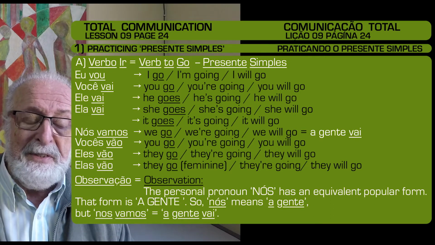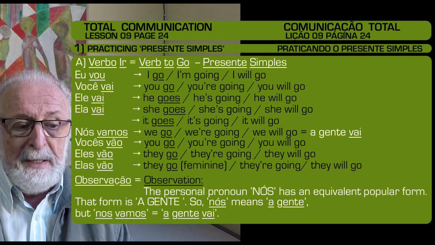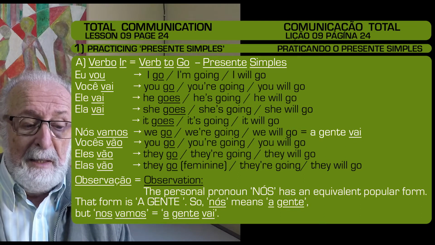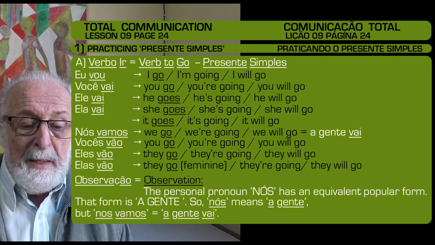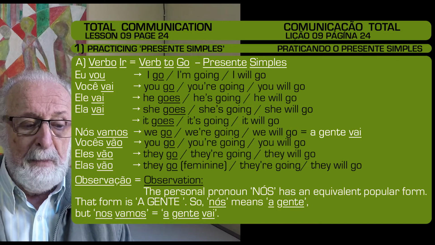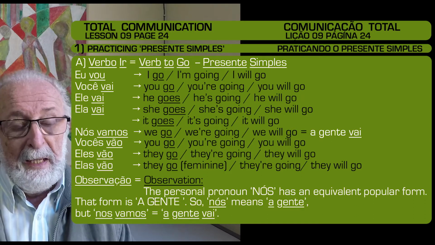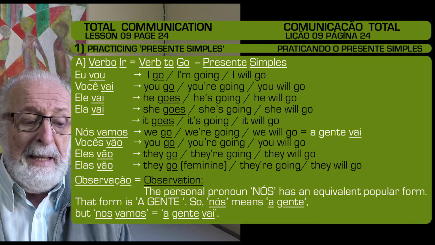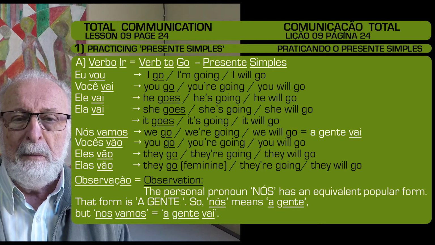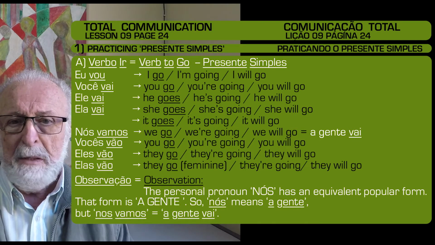And it happens in the same way for the feminine form. They go, feminine, because she in plural, right? They're going, they will go. Okay? Elas vão. Eles vão, elas vão. And they are plural for the it. Animals or things. No matter.